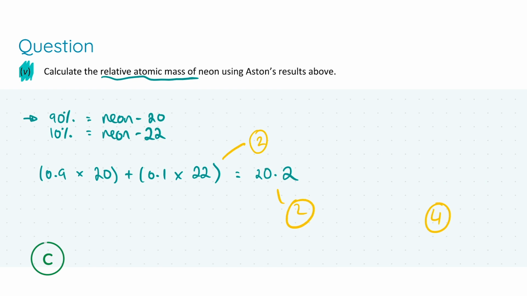Another way you could have approached this is by saying 90 times 20 plus 10 times 22 would give you 2020, and then divide that by your total mass. So let's just say divide that by 100, changing from your percent to your decimal, and that would give you the same answer. But this is just the way I always did it. It just means that you skip out that dividing by 100, and there's one less thing to forget while you're doing the question.